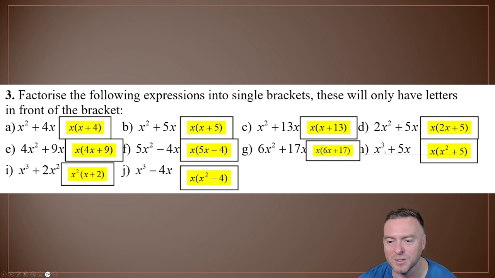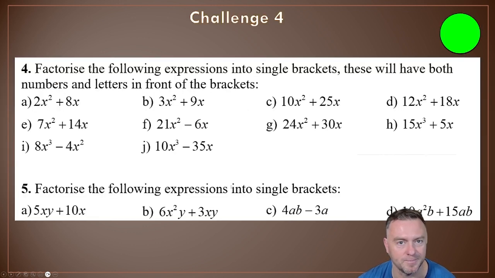This one's a little bit trickier because it's got x cubed, so it's going to be x bracket x squared plus x plus 5, because we just divide by 1x. This one, the highest common factor is the one that's different. So x squared is the highest thing that can go into both of these, and you got x plus 2. And then this one, you got x bracket x squared minus 4. So now pause the video, have a go at these guys.